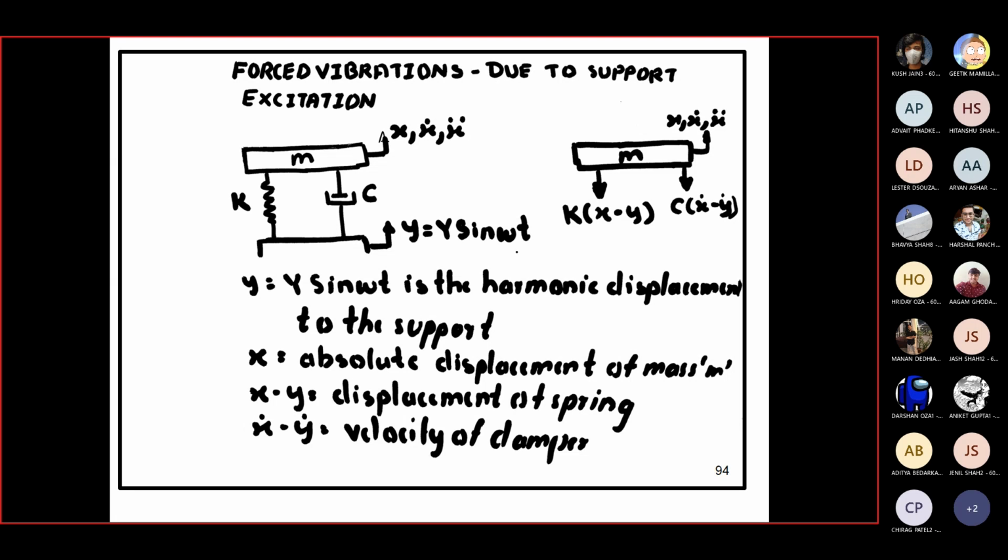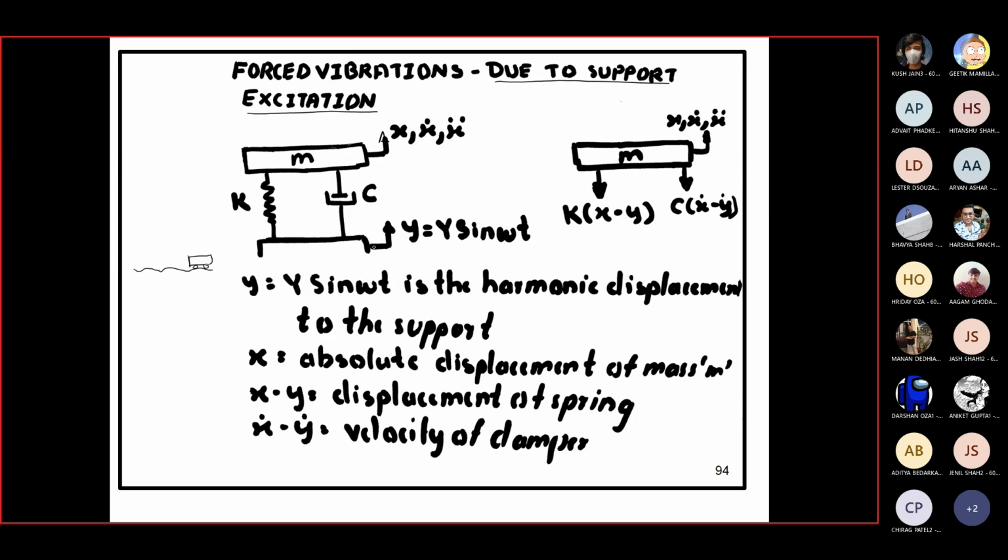Suppose there is a vehicle moving on a road, and the road is not very smooth, right? In this case, the support is the road, and the sources of vibration are from the unevenness of the road, which are causing vibration. So that is an example of forced vibration due to support excitation. All right. So we are seeing some examples and some applications under various scenarios. Okay.